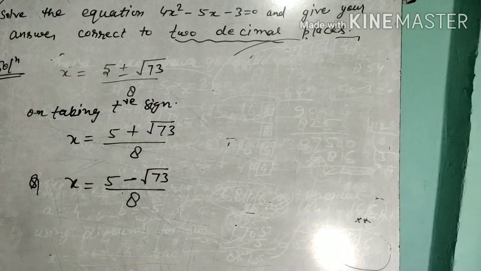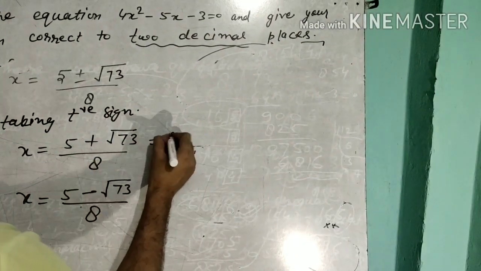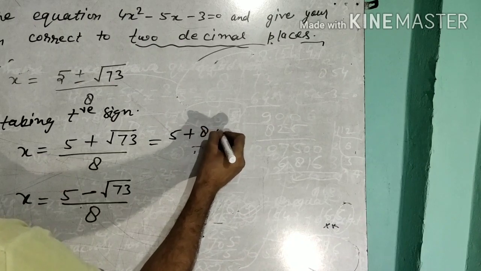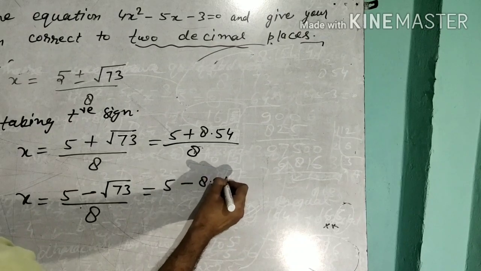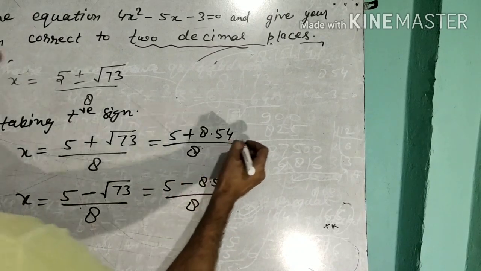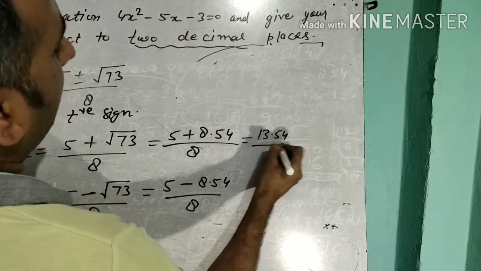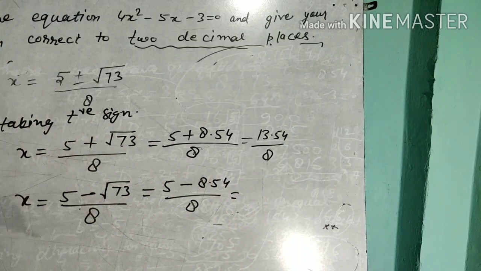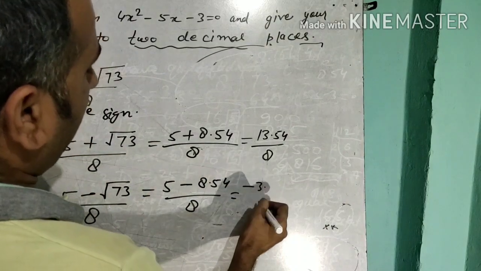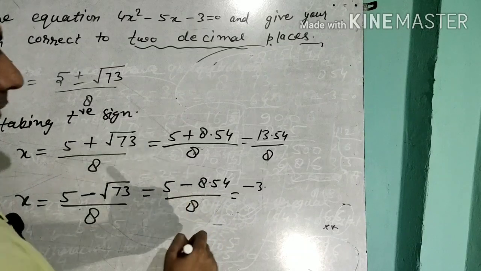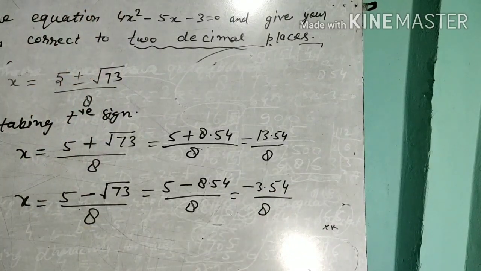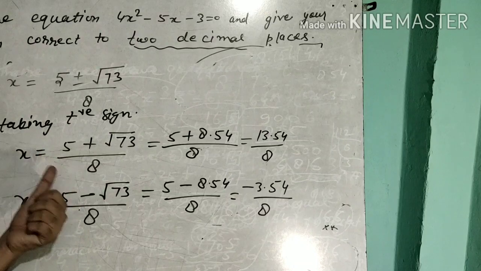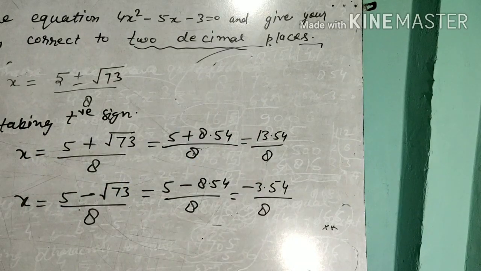So it's a 5 plus 8.54 upon 8, and here is what? 5 minus 8.54 upon 8. So 5, it's a 13.54 upon 8, and it is what? 5 minus 8. This becomes minus 3 point, because here is 5 minus 8.54, so this becomes minus 3.54 upon also 8. Okay, these are the two values. There are two roots of this equation. First is 13.54 upon 8, and next is minus 3.54 upon 8. In this way you will get your answers.